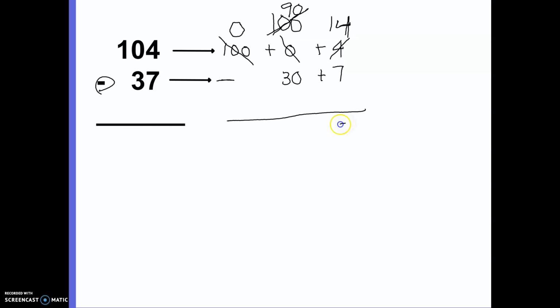14 minus 7 is 7. 90 minus 30 is 60. Write that in expanded form, and we have 67. So 104 minus 37 is 67.